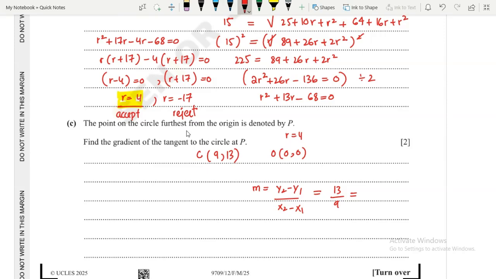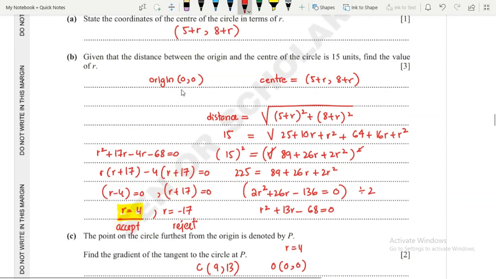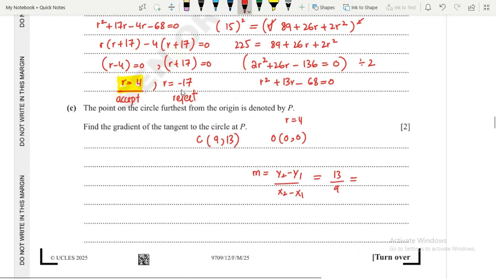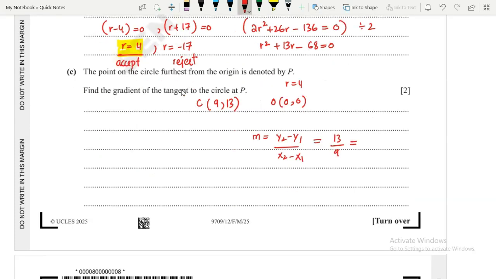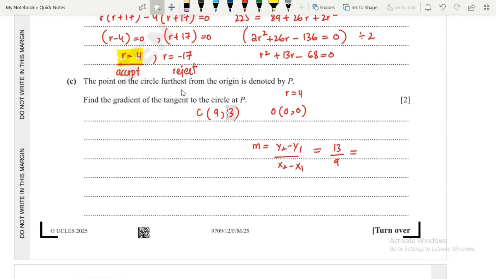Okay, so let's just check the 8 plus r. It was 8 plus r, 8 plus 4, so it becomes 12, and 12 over 9 becomes 4 by 3. Now if we are taking the gradient of the tangent, it is the negative reciprocal, so minus 3 by 4.